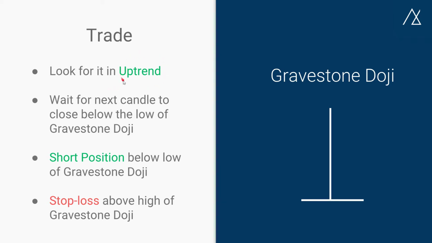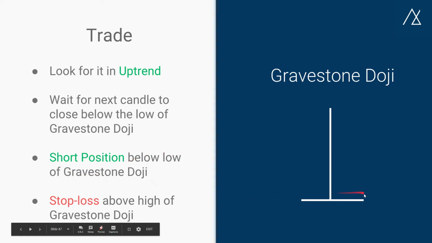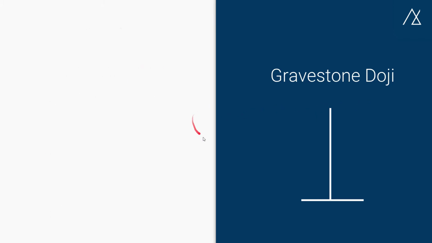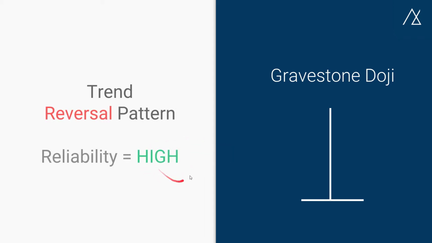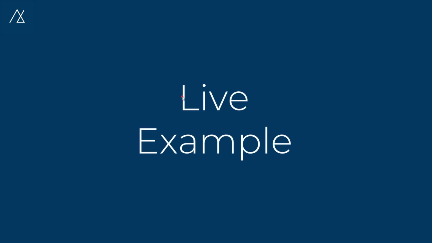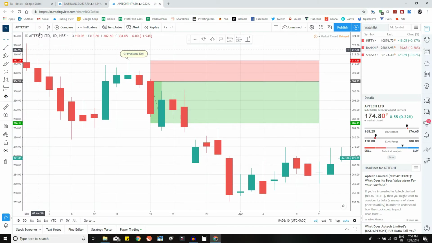We are going to look for this doji in an uptrend, and we will wait for the next candle to close below the low of the Gravestone Doji. We'll short the position below the low and we'll keep the stop loss above the high of the Gravestone Doji, right? Again, it is a trend reversal pattern, and this Gravestone Doji has high reliability from my side, right? So we are going to see again a live example of this on AppTech, right?